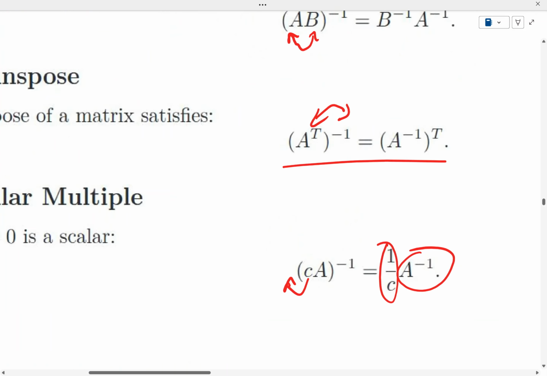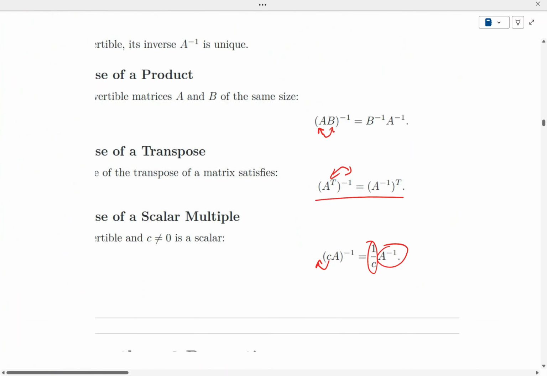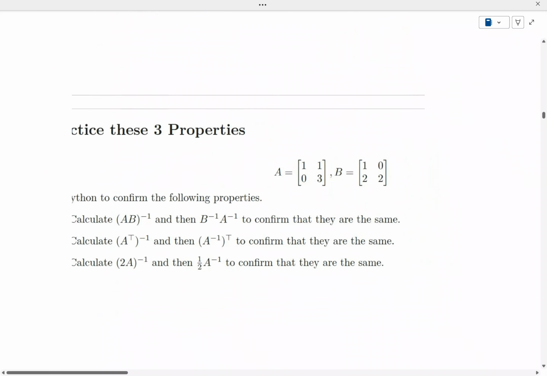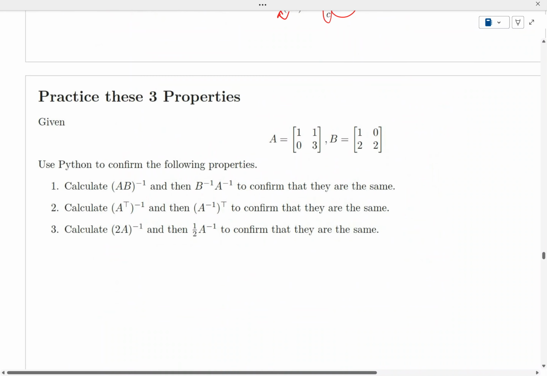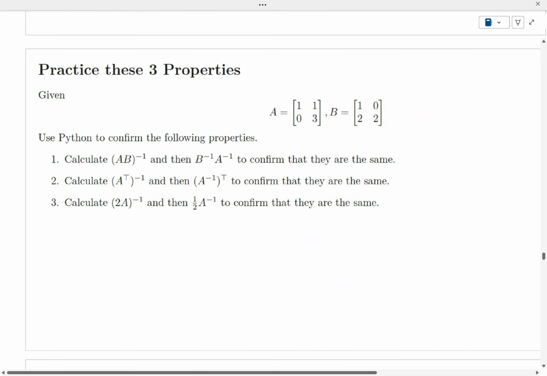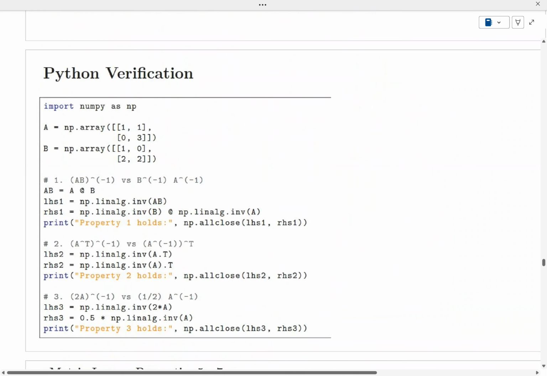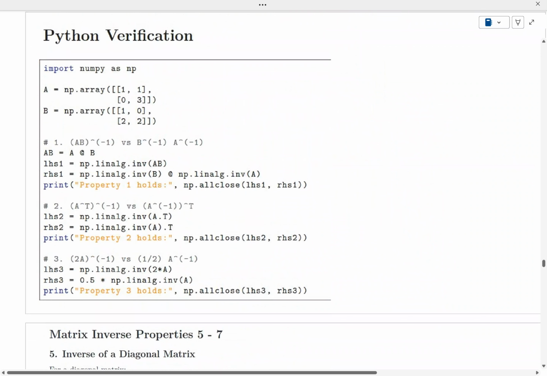Okay, so these three properties are pretty useful, and we're going to do a quick property exercise. Now pause the video and see if you can solve these problems. You can use Python for this. Okay, pause the video, I'm going to continue. Here's the Python code to help you if you're stuck writing this code.